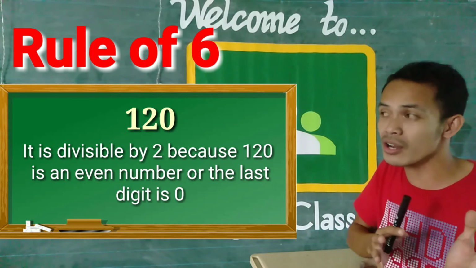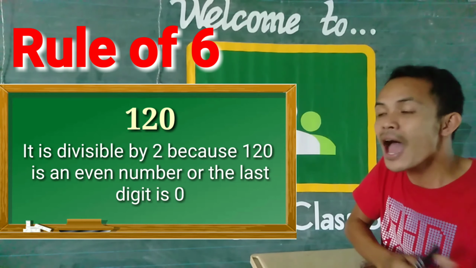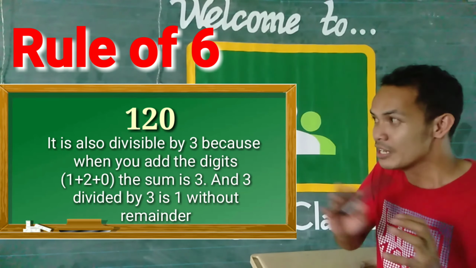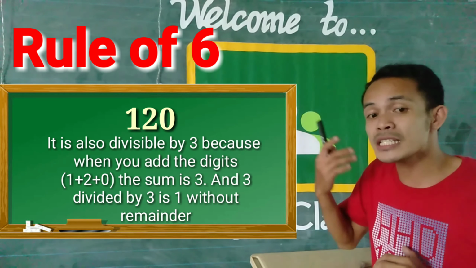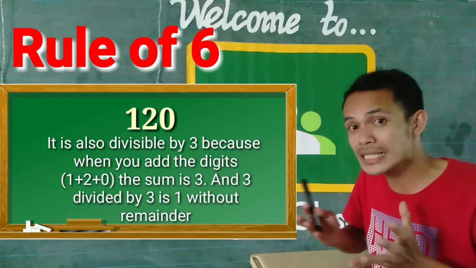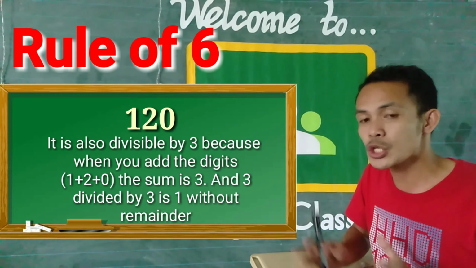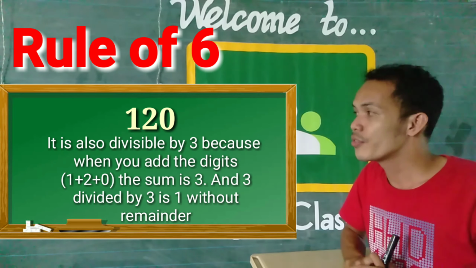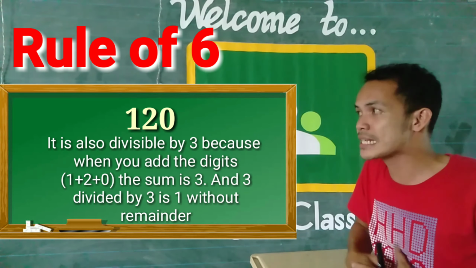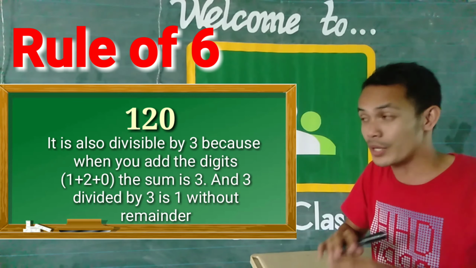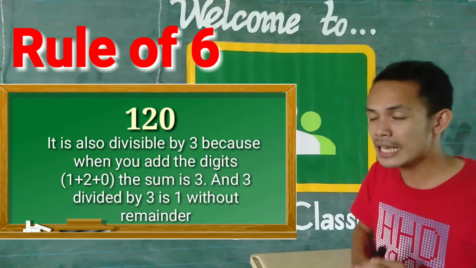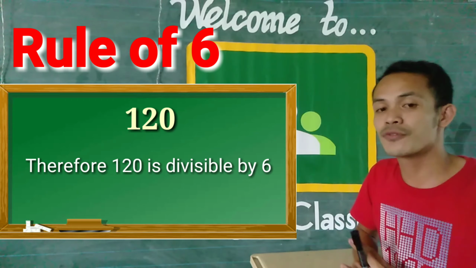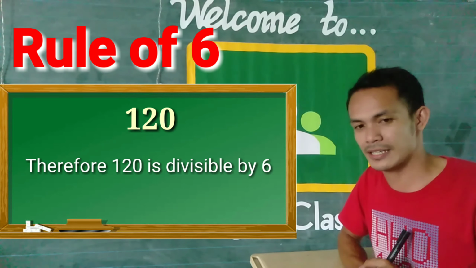As we recall from the rule of 2 that we discussed in our first lesson. Next, it is also divisible by 3. 120 is divisible by 3 because when you add 1 plus 2 plus 0, it is 3. And if we divide it, the answer is 1 without remainder. So 120 is divisible by 2, divisible by 3, and of course divisible by 6.